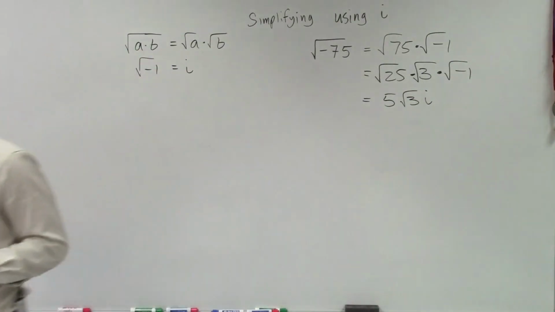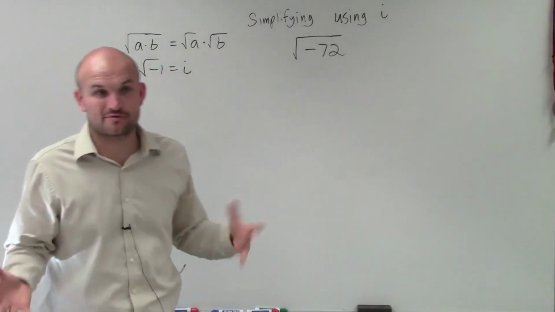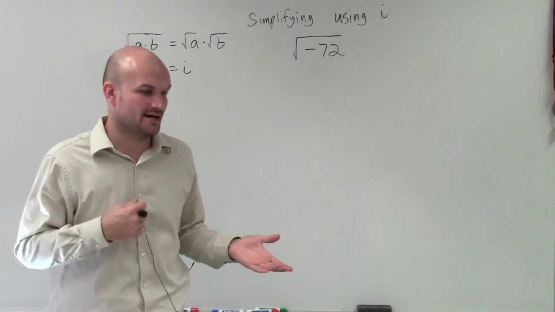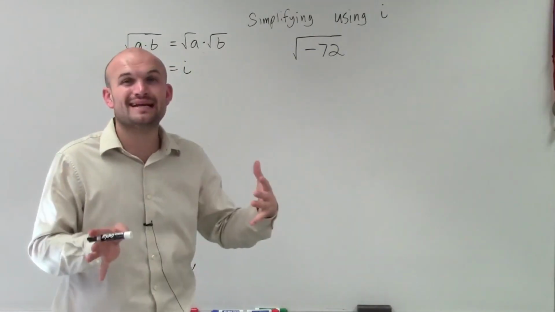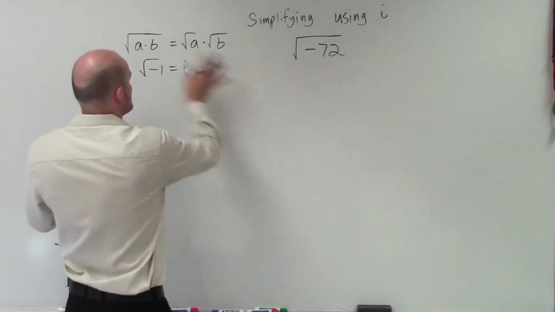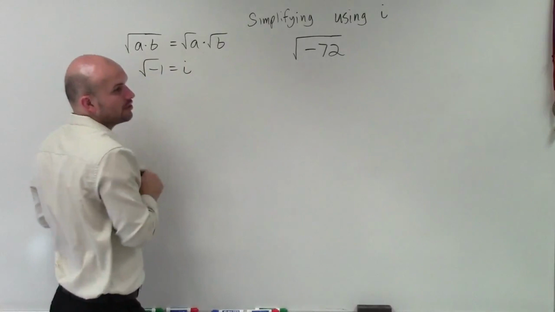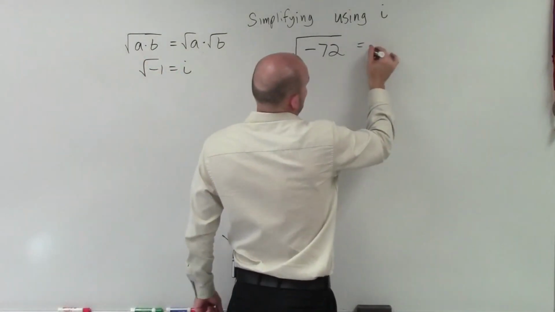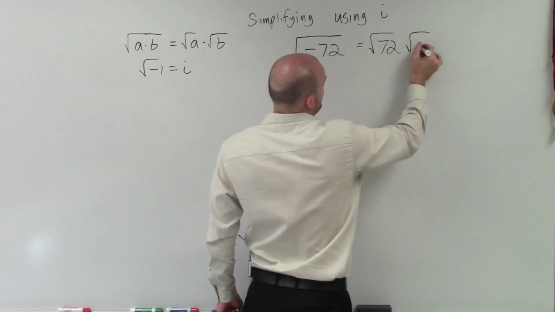Okay, so I picked simplifying the square root of -72 because this one offers a very important message for us to take a look at as far as determining how we're going to simplify this. So the first thing we're going to do is, again, break this up into a product with -1 because we know that represents i. So therefore, I can have the square root of 72 times the square root of -1.